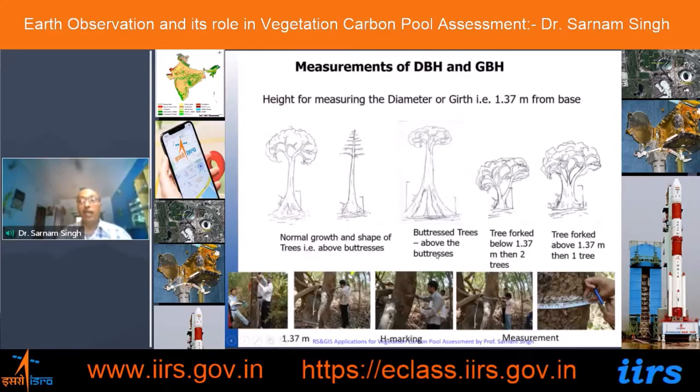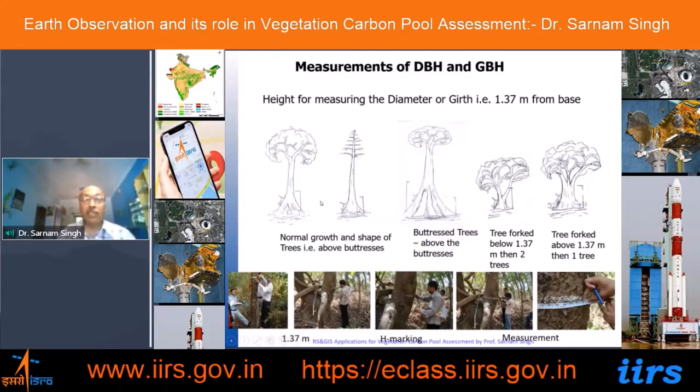You can see here, we mark this tree. This is a measuring tape. He's measuring the girth, which we will convert into diameter. And you can see how it is done. First of all, he marks with a chalk here. This is the height of it. And then some team comes, they take the measurement at the same marked place. Once this is done, you can cross it. That means this tree has already been measured. This is how we do it in the field.